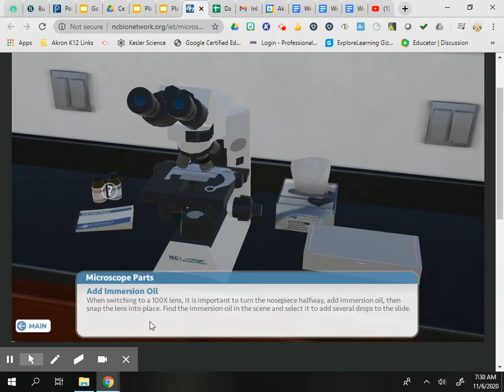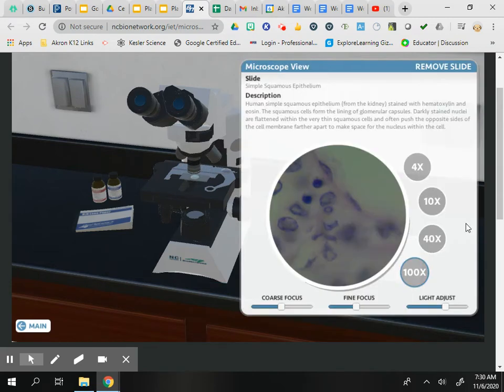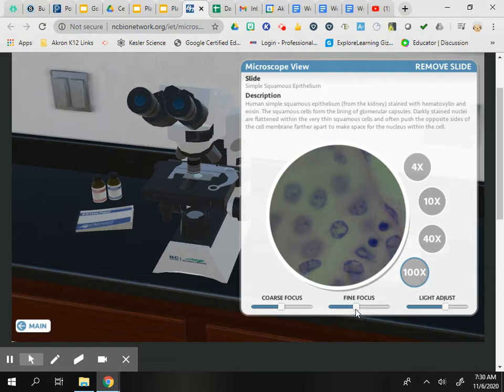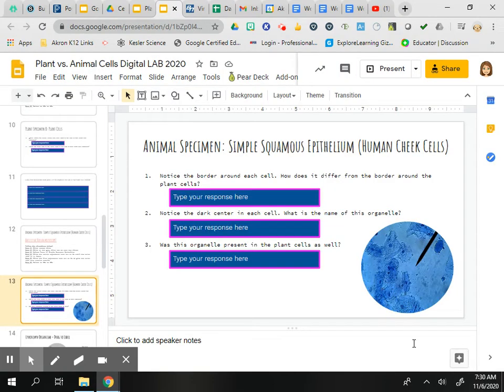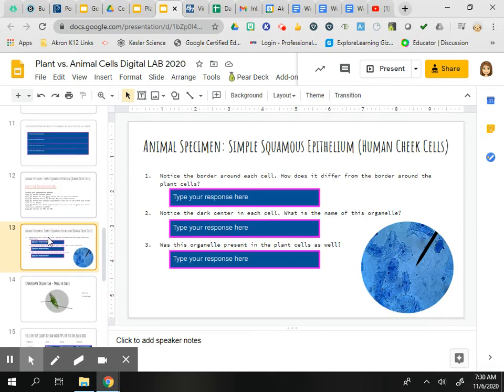Actually, I think I'm going to go up to the oil immersion level so we can see a little bit better. It's still not as perfectly clear as it could be, but a little bit better. I actually like what they have on here better. So what is the organelle? Was this organelle present in the plant cell as well? So they're talking about that dark circle.